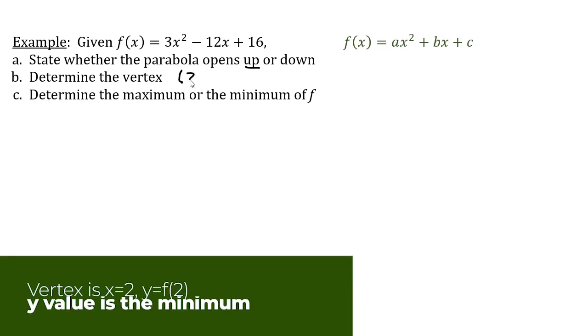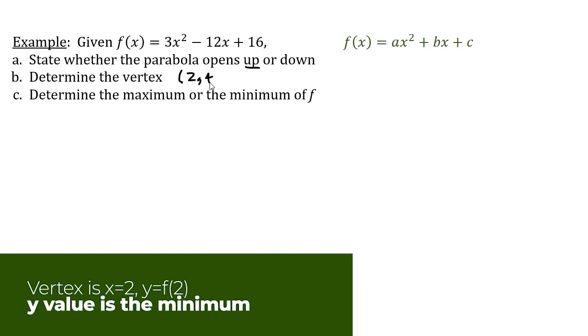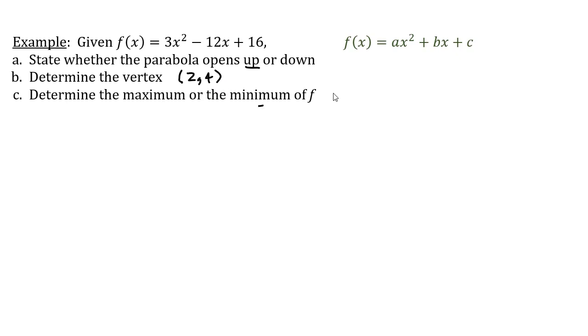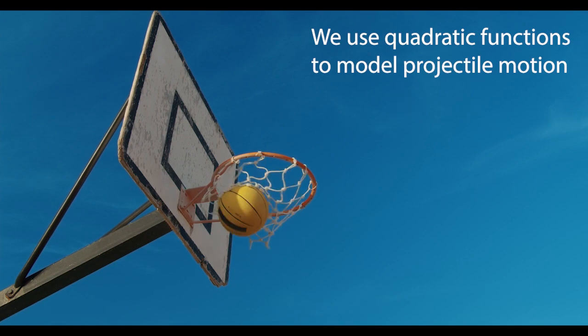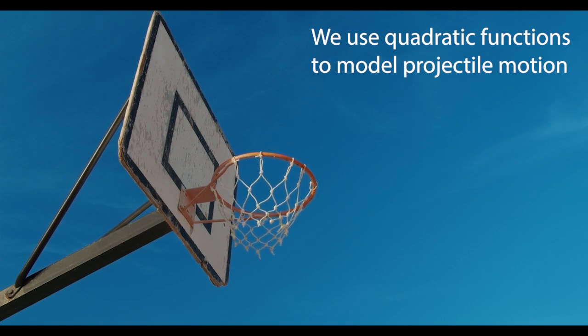So this vertex is at the point (2, 4), and because the parabola opens up, this will give a minimum value. The minimum always occurs at the y value of the vertex, so the minimum value of this function is y equals 4. So we can see from the graph it does indeed open up, and the vertex is here at the point (2, 4), and of course the minimum, the smallest possible value which the function does achieve, occurs at y equals 4.